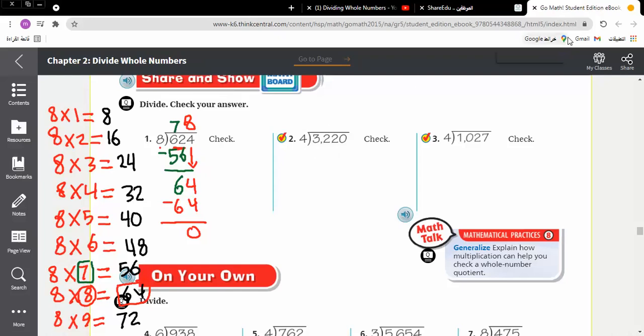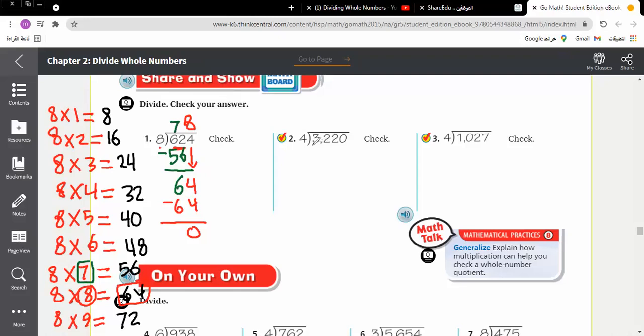Okay, what is 3 divided by 4? Can we do this? Can we do small number divided by big number? No, we can't. Then we need to choose 2 beside 3.